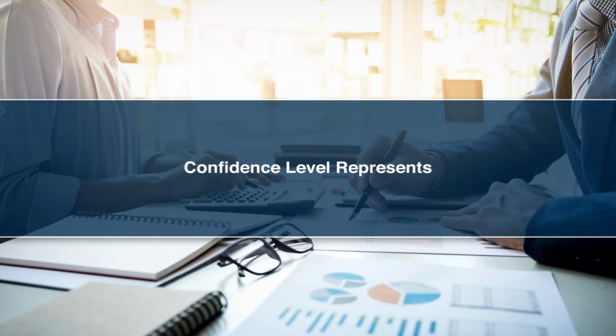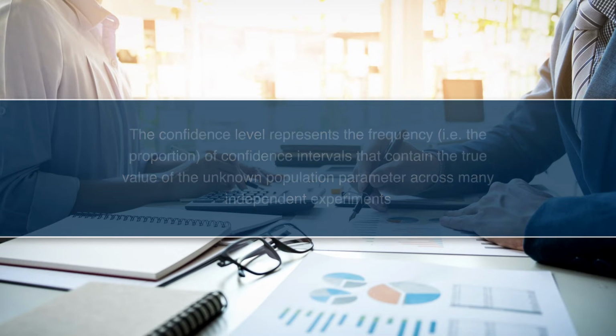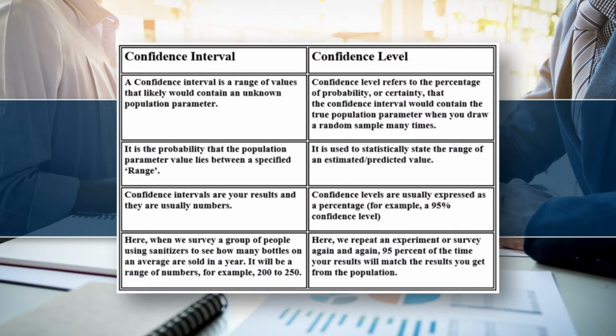The confidence level represents the frequency, that is the proportion of confidence intervals that contain the true value of the unknown population parameter across many independent experiments. In other words, if the chosen confidence level is 90%, then in a hypothetical scenario where an extremely large number of independent experiments were conducted, as the number of experiments increases, the proportion of the confidence intervals that contain the true population parameter will tend towards 90%. So there is a good number of differences between the confidence interval and confidence level.